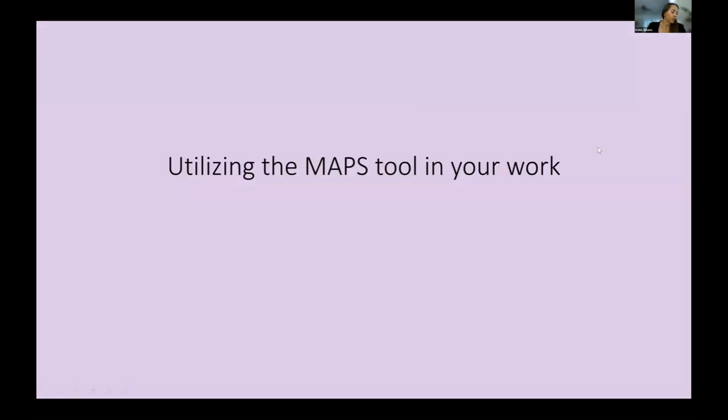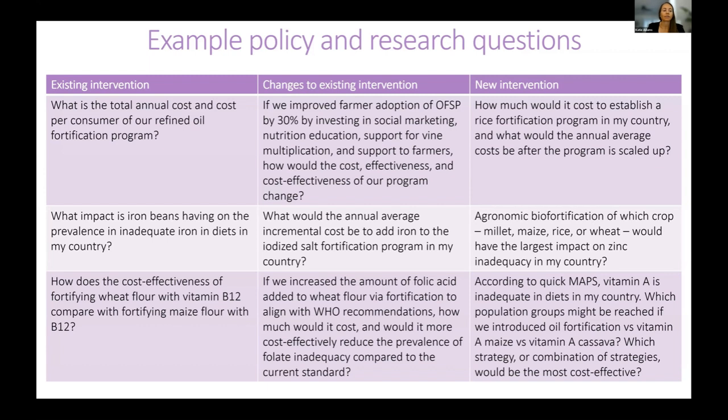Okay, so now that I hope everyone has some familiarity with the cost effectiveness module of the MAPS tool, I want to take a little bit of time to think about how you might use the MAPS tool in your own work to answer research or policy questions. This table has some examples of the types of research and policy questions that can be answered using the MAPS tool once the full breadth and depth of the interventions and micronutrients are live in the tool. Some questions are relevant for existing intervention programs, some for changes to existing intervention programs like what we just modeled, and others for new or hypothetical interventions.